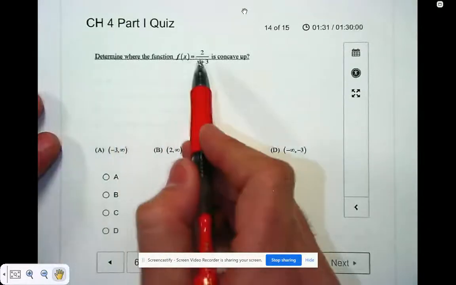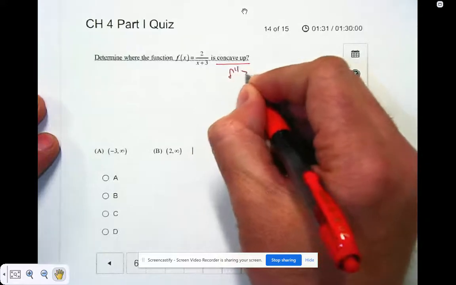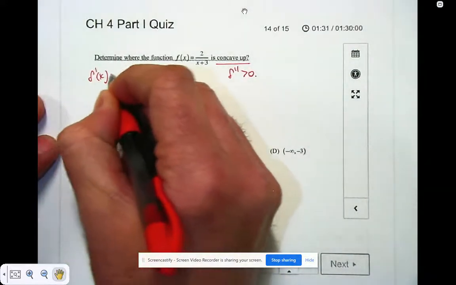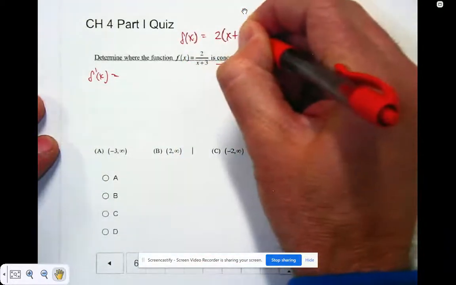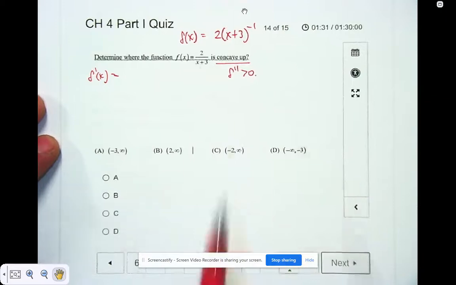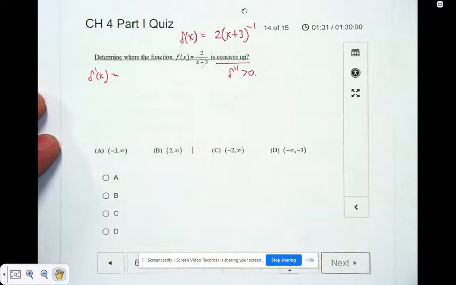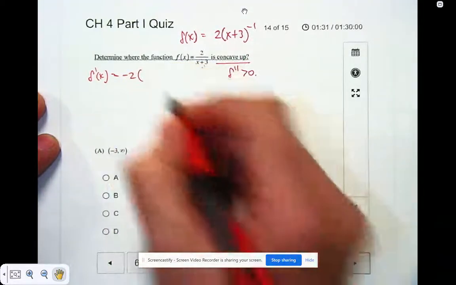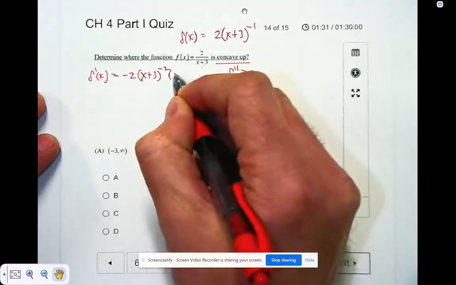All right, determine where the function is concave up. Definition, concave up, F double prime positive. Okay, so let's find the first derivative. This function I'm going to rewrite as 2 times x plus 3 to the -1. I don't want to do the quotient rule there because that's not a function of x, so I don't need to. I can rewrite it. Then my first derivative would be, bringing this down, I get -2 times x plus 3 to 1 smaller times the derivative of the inside.